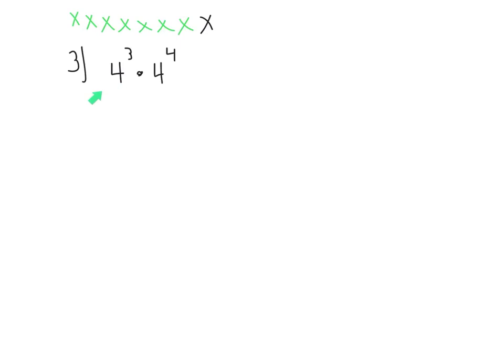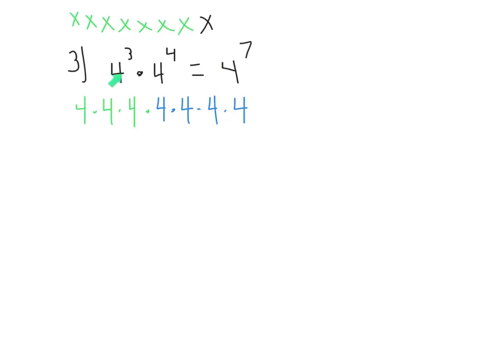Here's a problem where our base is a number. We are still going to keep the base, which is 4, and add the exponents. So we will have 4 to the 7th power. If you need to see this written out, 4 to the 3rd is here in the green, 4 to the 4th is here in the blue. You can see there are 7 4s, so 4 to the 7th.